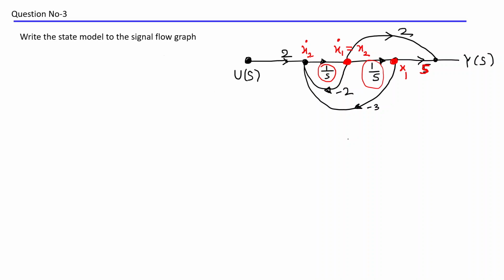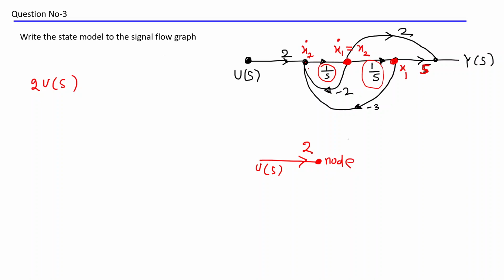Now come to the first node. I'm representing this as my first node. Come to the first node and write the equation. Which branches are coming to this node? At this node, one branch is coming in, the input u of s. You know that in any node, incoming equals outgoing. So write down 2 u of s as the incoming.